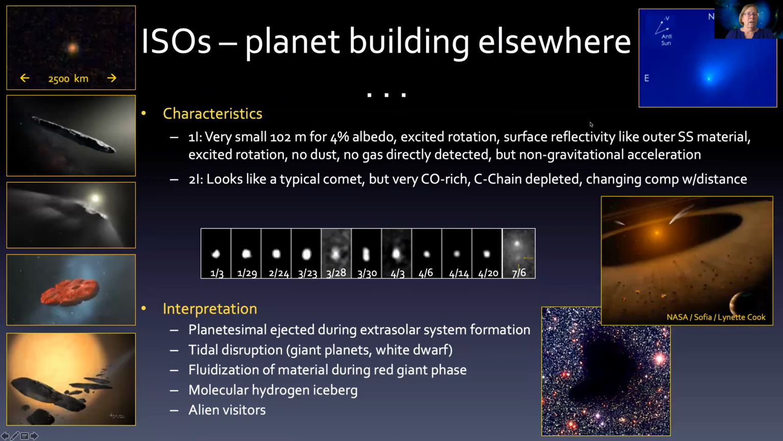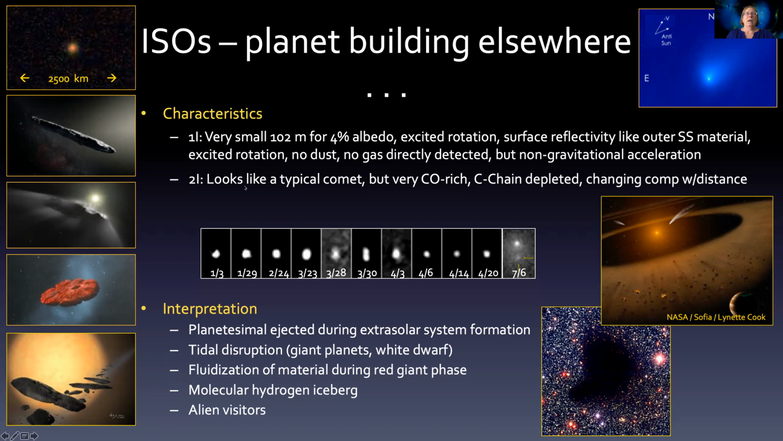interstellar objects, we've only had two objects discovered so far. 1I was found to be very small, with no apparent activity, although because its orbit changed due to non-gravitational motion, it must have been outgassing. It had an apparent very elongated shape that's a little bit hard to explain.